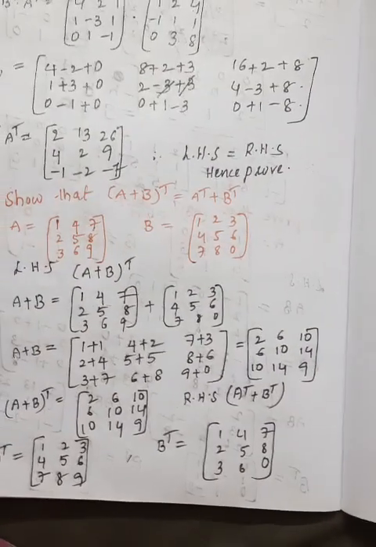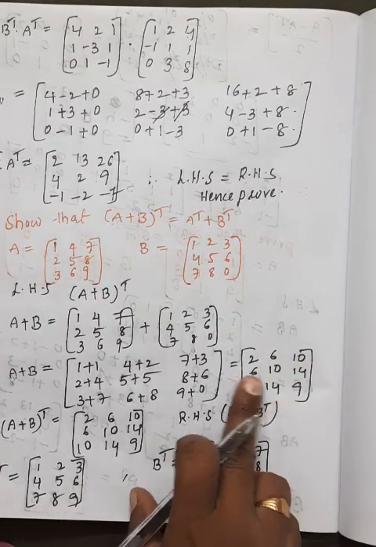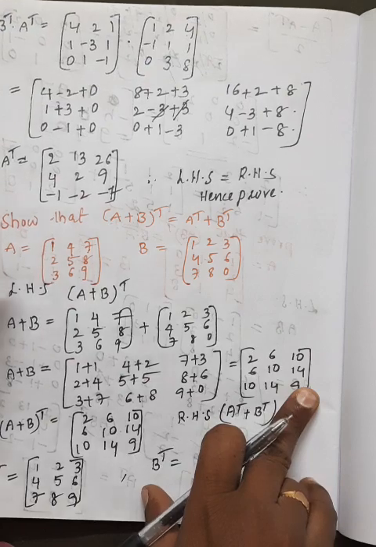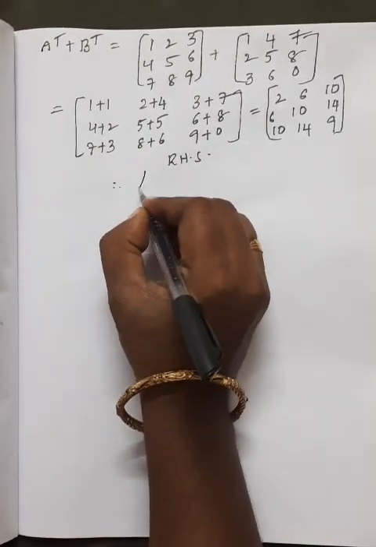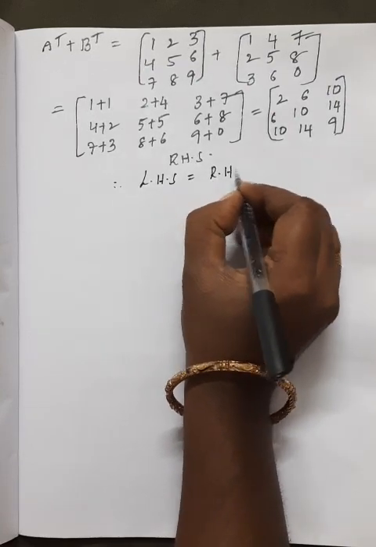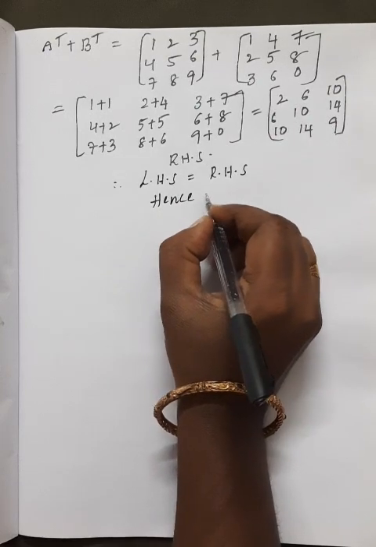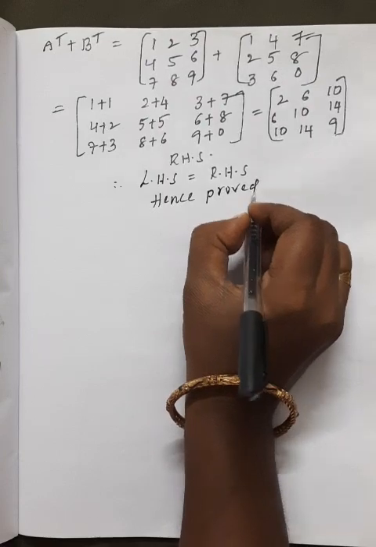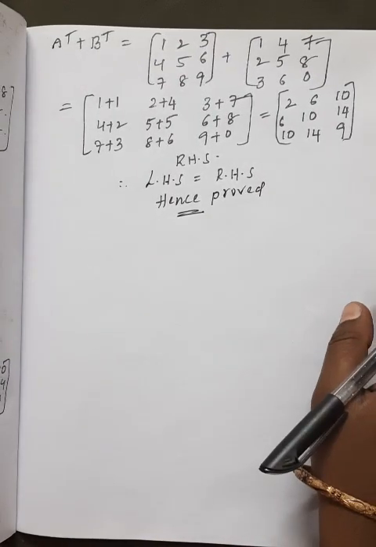Now you can check our LHS answer here: 2, 6, 10, 6, 10, 14, 10, 14, 9. So here both are the same. Therefore you have to write LHS is equal to RHS. Hence verified, or hence proved. Like this you have to do all the proofs related to properties of transposes.